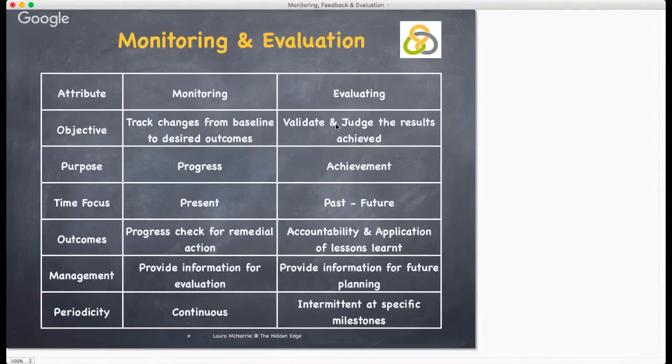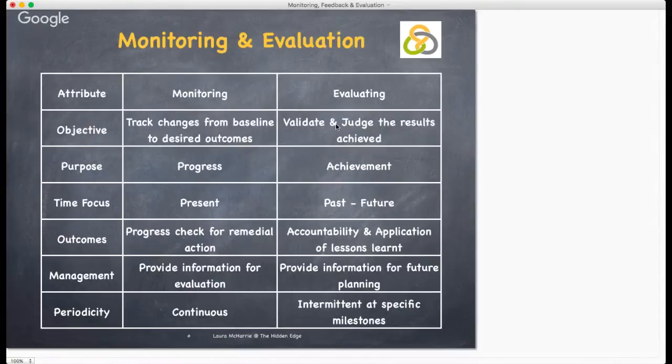The attributes are on the left-hand side. Objective is the first one. When we're monitoring, we're tracking changes from a baseline to desired outcomes. When we're evaluating, we're validating and judging the results that are achieved. The purpose of monitoring is to look at progress. The purpose of evaluating is to look at achievement.